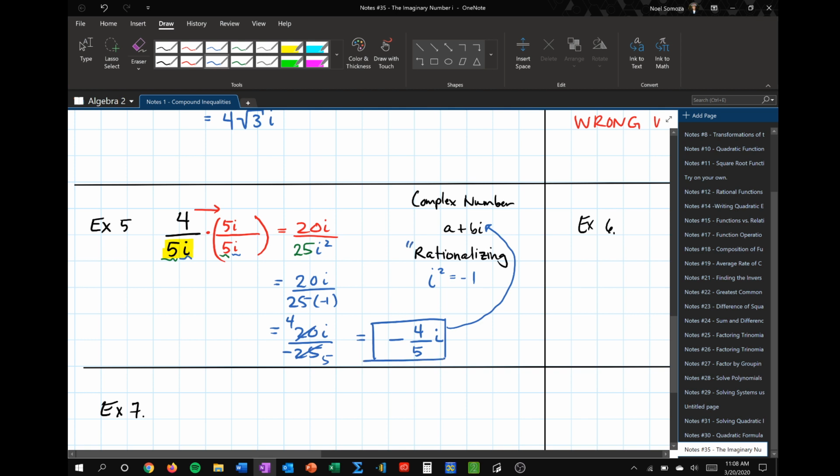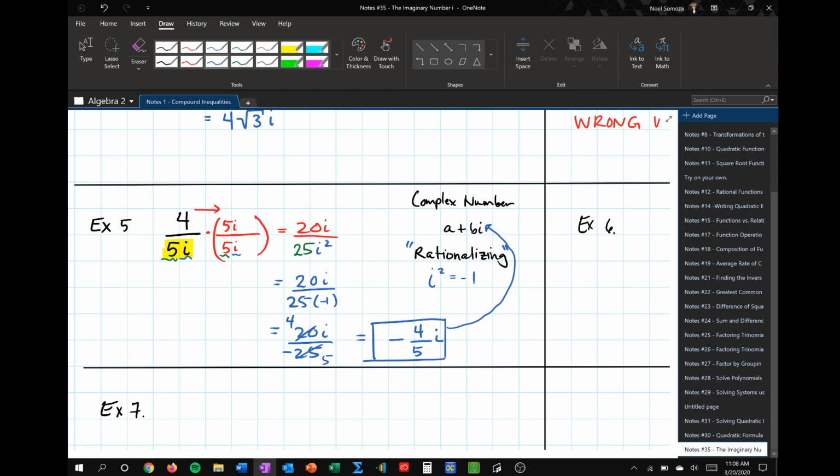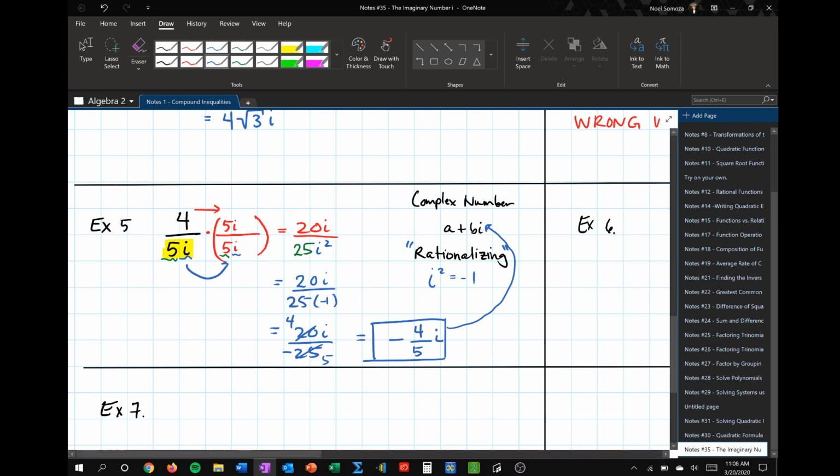Okay, so what we did here is called rationalizing. If I bring up the term we need to rationalize, that means I've got to multiply my fraction by something. Typically, we just multiply it by the existing denominator. That's why I multiplied it by 5i over 5i.